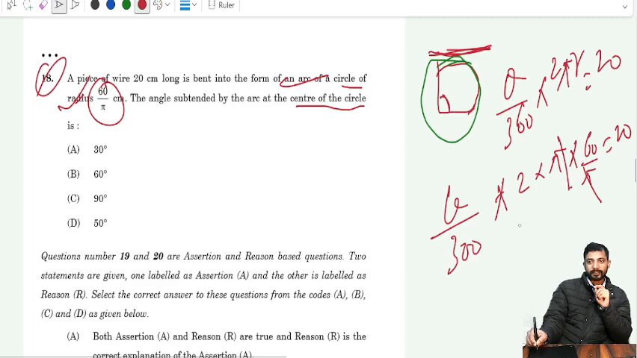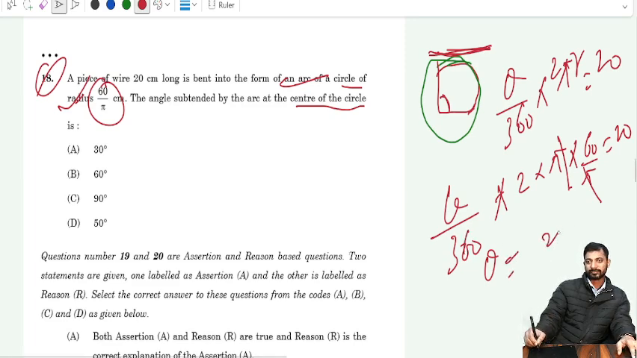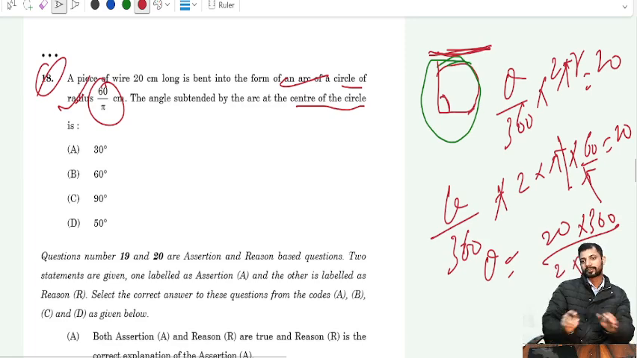Now pi cancels out. Theta upon 360 into 2 into 60. Don't multiply here, just bring them to the other side of the equal sign. It gives you the answer. So theta, which is in the denominator 360, will go to the numerator: 20 into 360. The numerator goes into the denominator: 2 into 60. Now solve this. This is very easy.